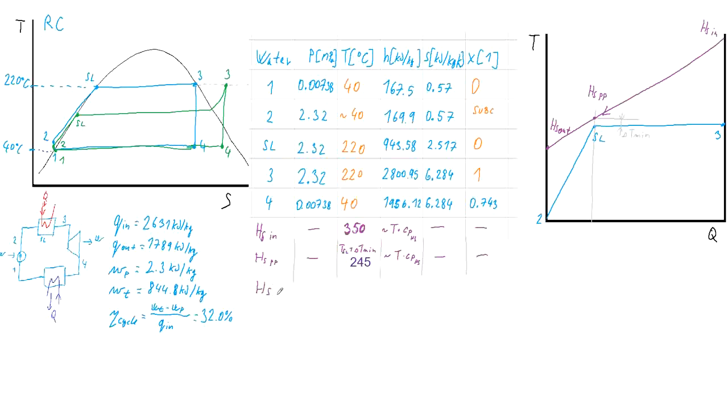Then we would have heat source outlet. We don't know anything about that yet. And at the last point we will have heat source 0, or so-called dead state, which is what would happen if we cool down the heat source to the temperature of the ambient air, 20 degrees C.